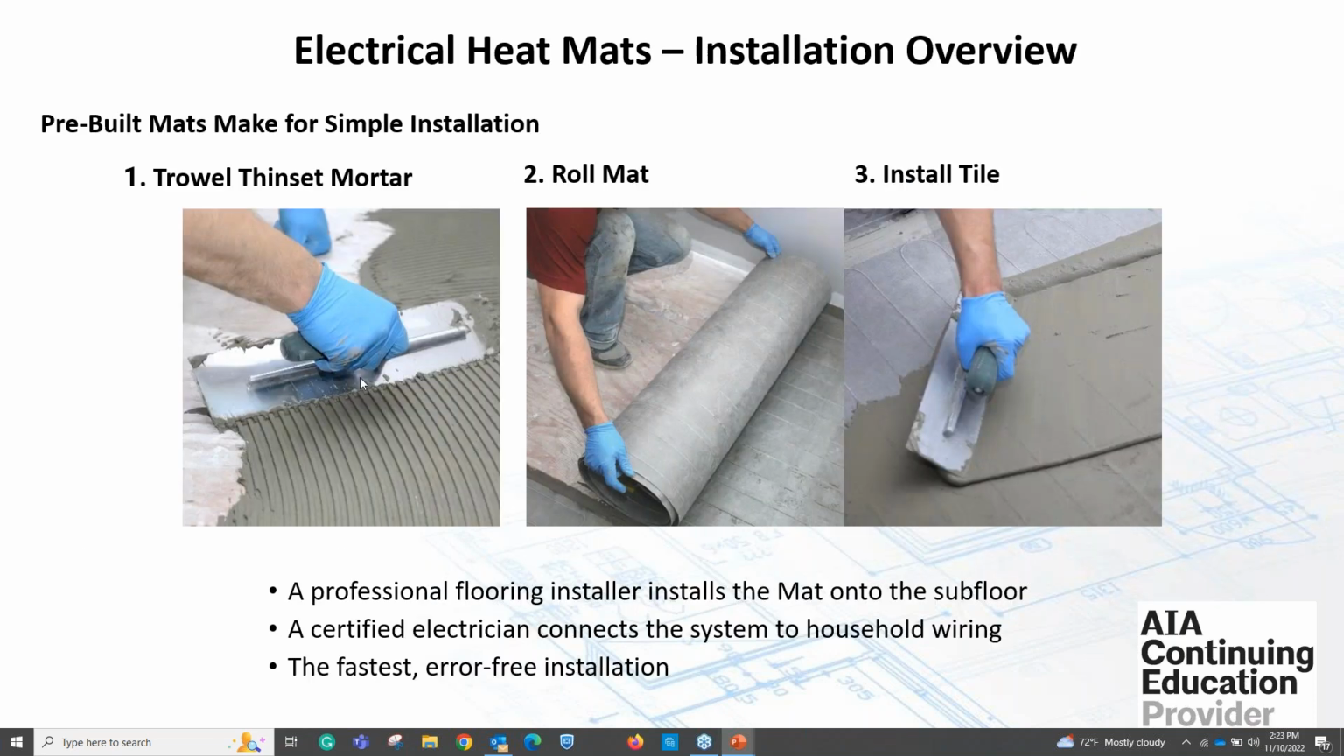So once again, this little overview of it. You thin set, roll the mat out, and thin set over the top, and install your tile. Only an 1/8 inch thick. So there's a lot of options for the tile contractor to give someone, especially on a remodel, if you're worried about elevation. There's no additional elevation whatsoever when installing a floor with this. So it gives you a lot of options.